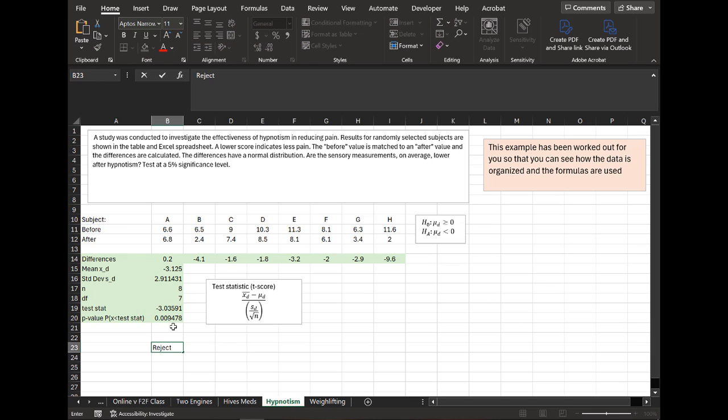And so what does that mean? That means I'm going to reject the null. There is sufficient evidence to suggest that the pain is lower after this treatment.